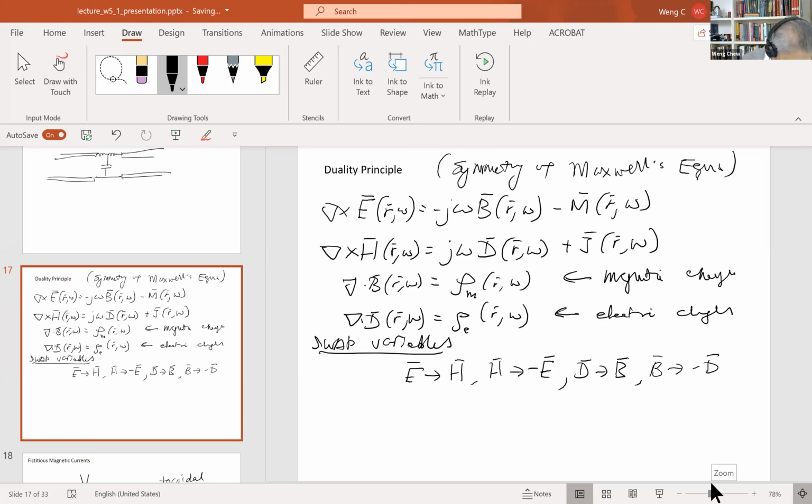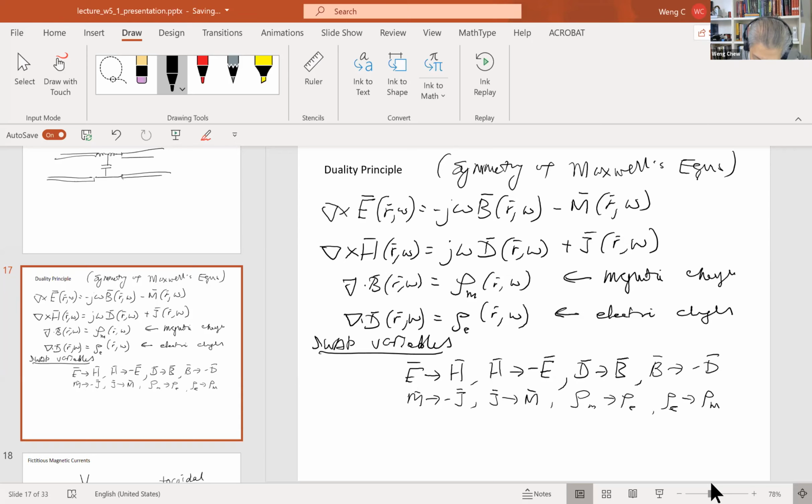You also have to swap the current. You also have to replace M with minus J, and then J with M. Okay, we do the swapping. M with minus J, J with minus M, and then you also do the swapping of the charges. Rho M replaced with rho E, and then rho E replaced with rho M. Okay, you can do that. You find that Maxwell's equations remain the same.